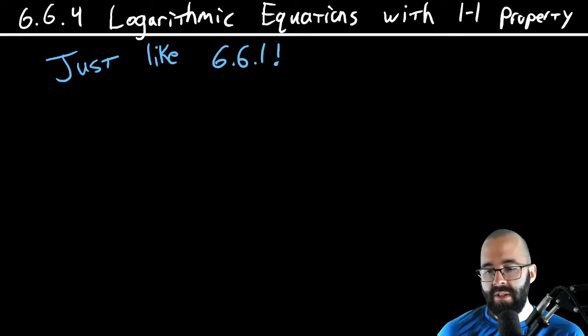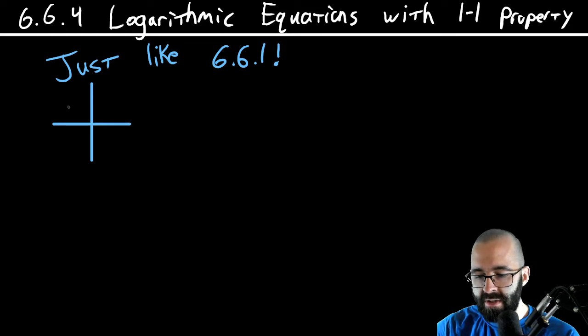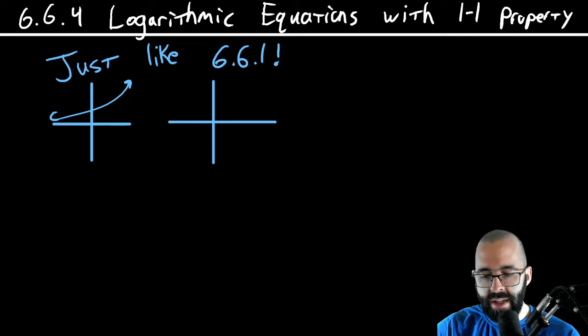So we're going to do this video just like we did 6.6.1. That was exponential equations with a one-to-one property. Because yeah, exponential functions are one-to-one. They pass the horizontal line test. So if two exponentials are equal, then their insides are equal.